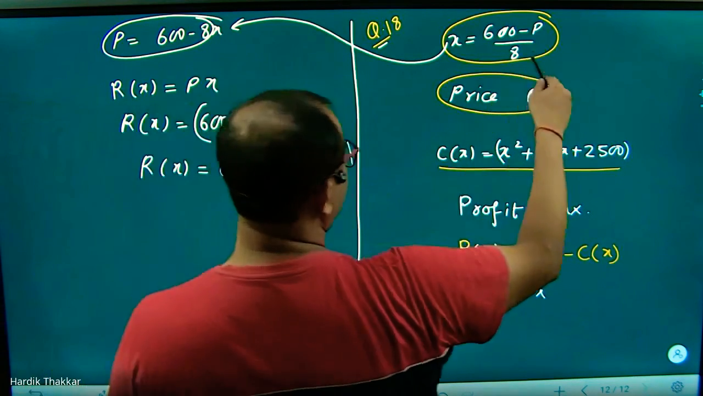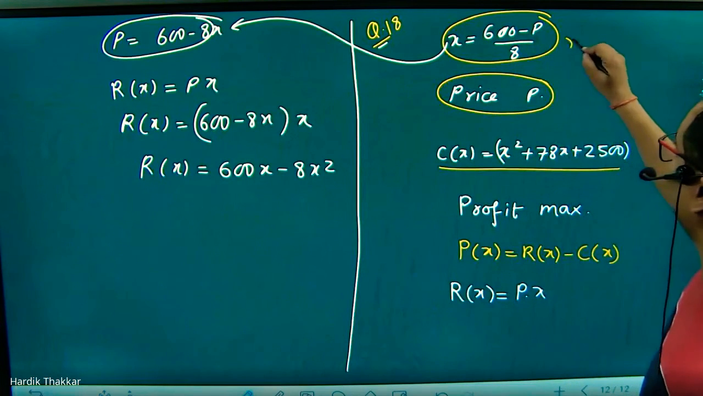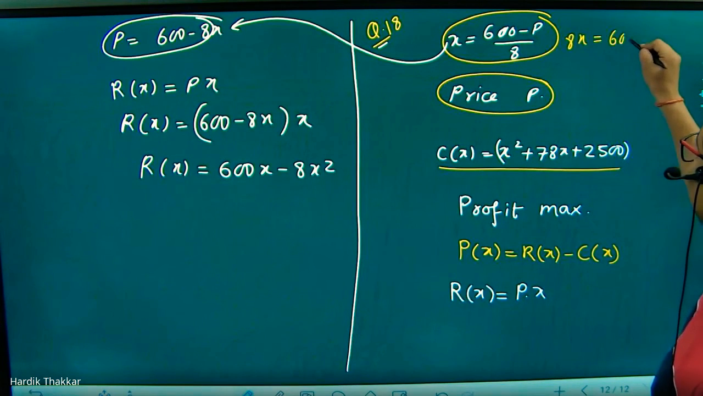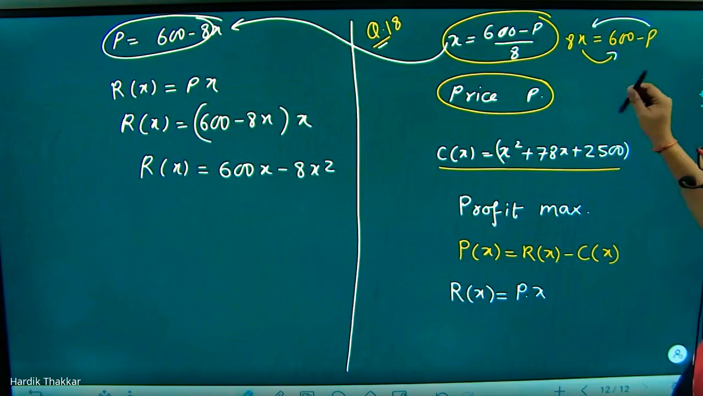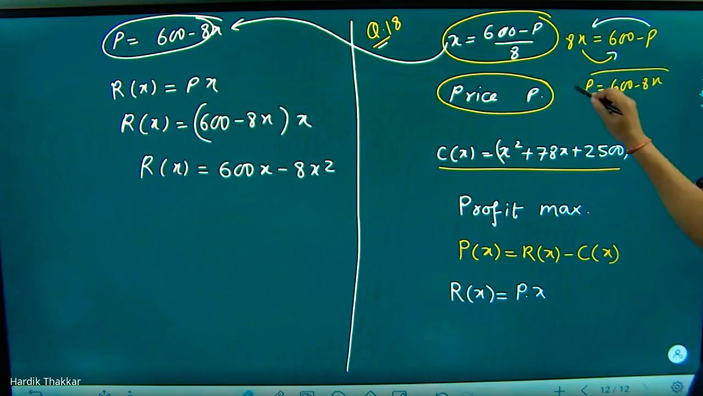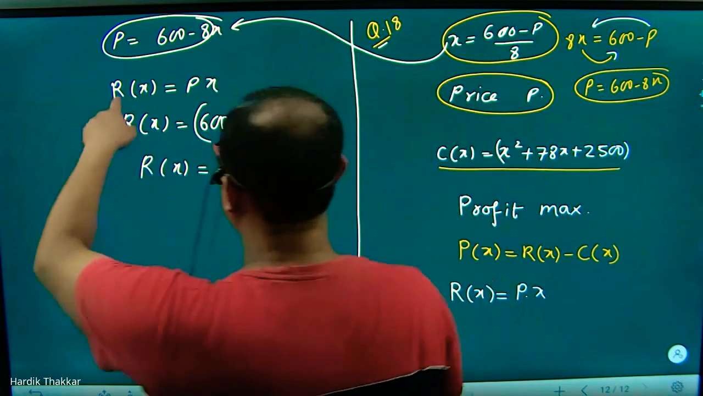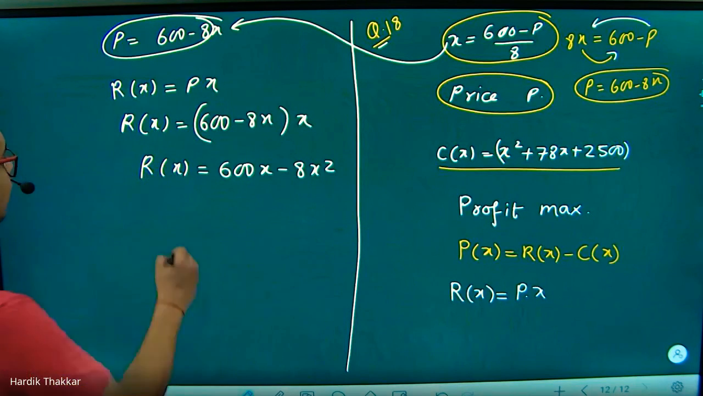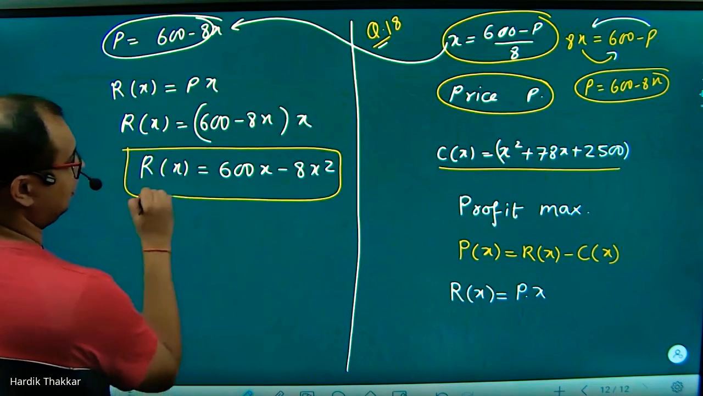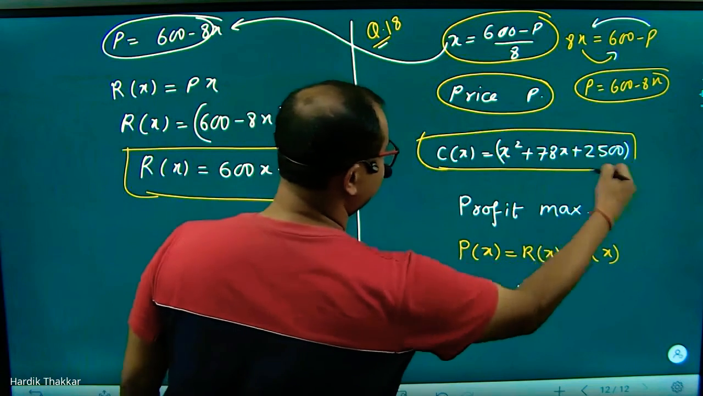अरे ये यहां से क्रॉस मल्टीप्लाई करना. ये क्या हो जाएगा? 8x इज इक्वल टू 600 माइनस p. p को इधर शिफ्ट करो, 8x को इधर शिफ्ट करो. सो विल गेट p इज इक्वल टू 600 माइनस 8x. अभी क्लियर? अभी ये यहां पर वैल्यू पुट की, r ऑफ x इज इक्वल टू p इंटू x. p और x की वैल्यू. सो ये r ऑफ x रेवेन्यू फंक्शन हो गया. c ऑफ x, दिस इज कॉस्ट फंक्शन.